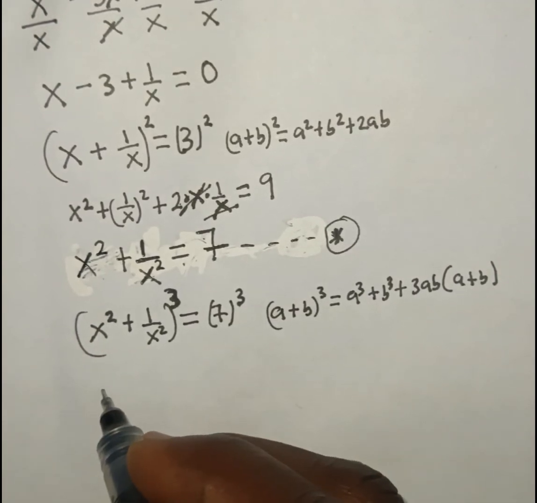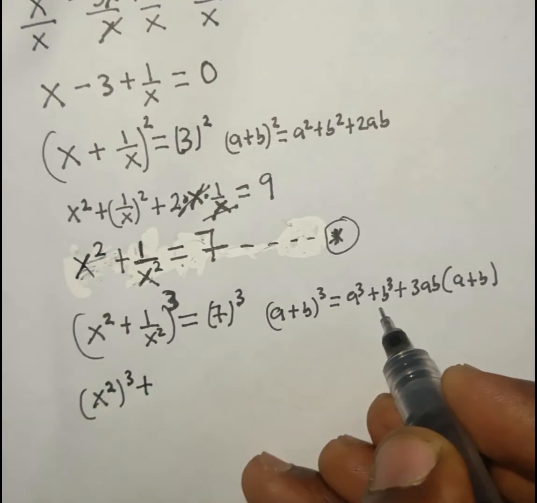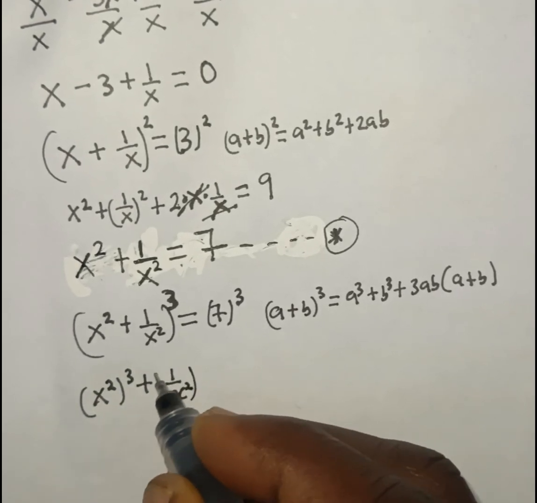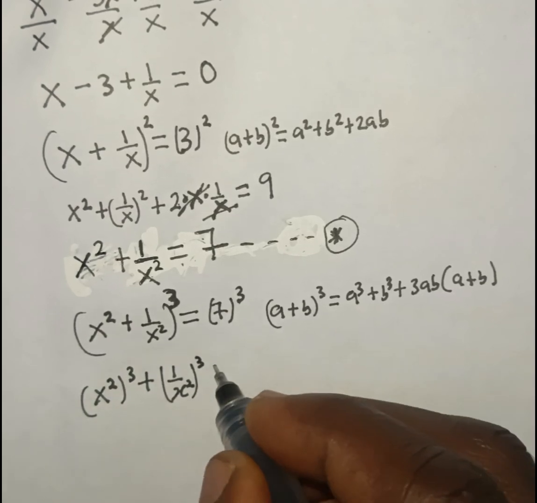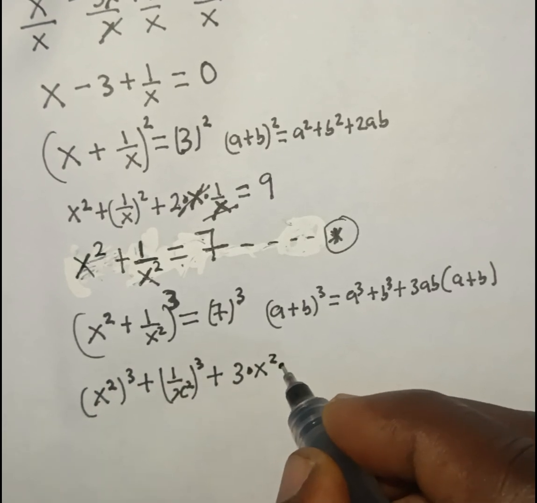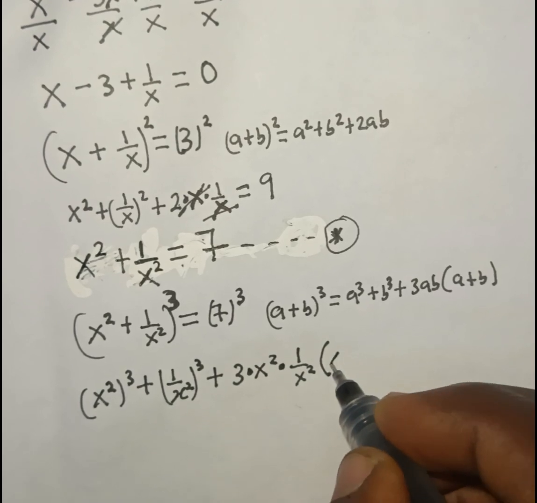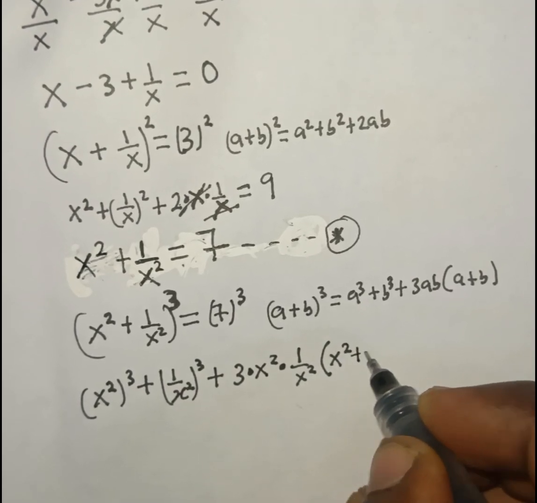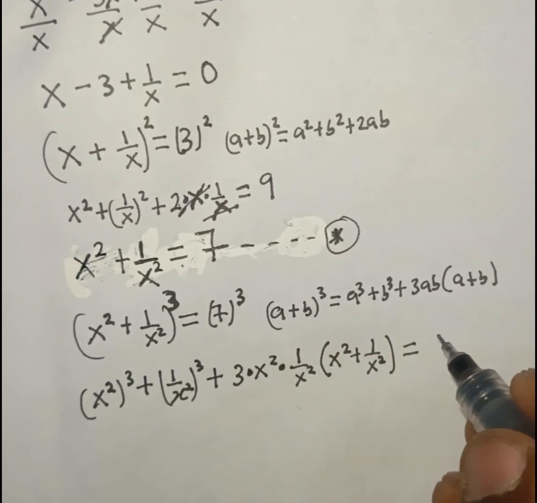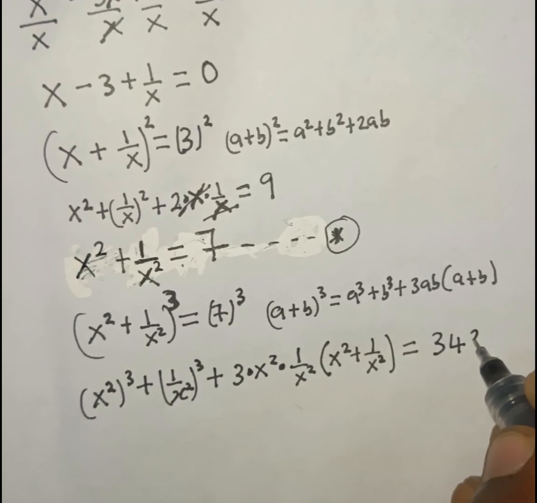So a to power 3 now will be what? x raised to the power of 2 all to power 3, then plus b to power 3 is going to be 1 over x to power 2, then all raised to the power of 3, then plus 3ab is going to be 3 multiplied by x squared, which is a, then multiplied by b, which is 1 all over x squared. Then everything into (a + b), which is going to be x squared plus 1 all over x squared. So everything will be equal to 7 raised to the power of 3, which implies 7 multiplied by itself 3 times, which is going to give us 343.